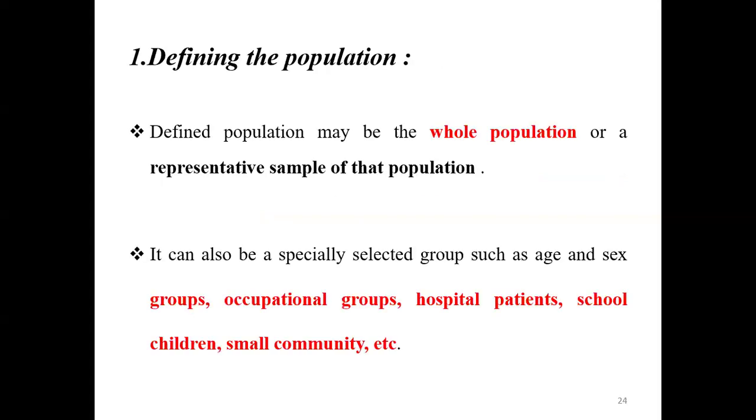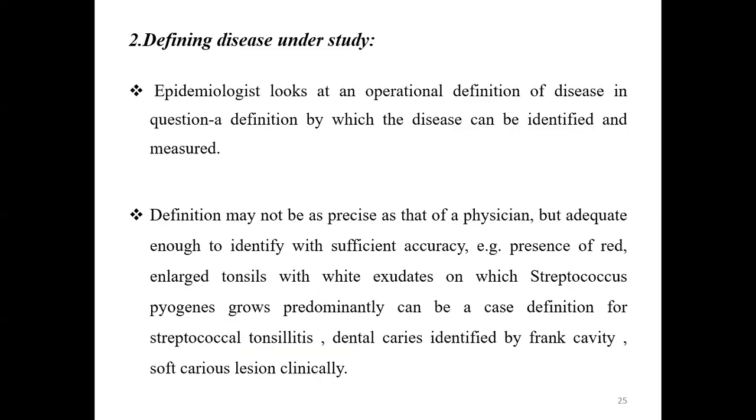So first is defining the population. Defined population may be the whole population or representative sample of that population. It can also be specifically selected group like age and gender groups, occupational groups, hospital patients, school children, community, etc. Second is defining the disease under study. The epidemiologists look at an observational definition of disease in question, a definition by which the disease can be identified.